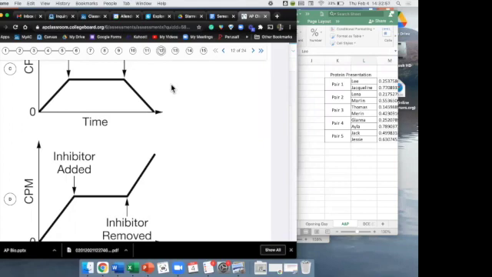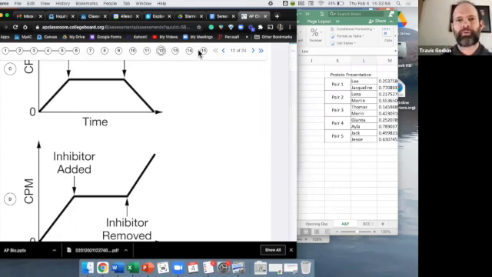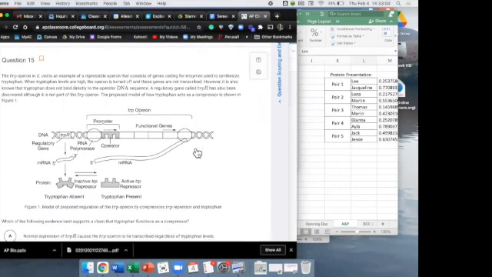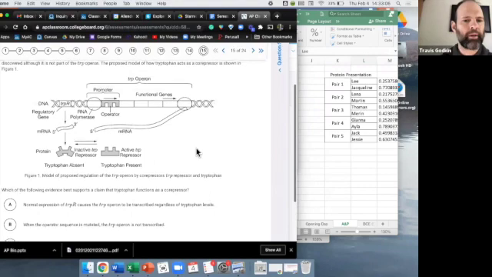Okay, good job. I'm gonna skip a few. Number 15. This one looks like fun. So looking at the lac or trp operon in this case.